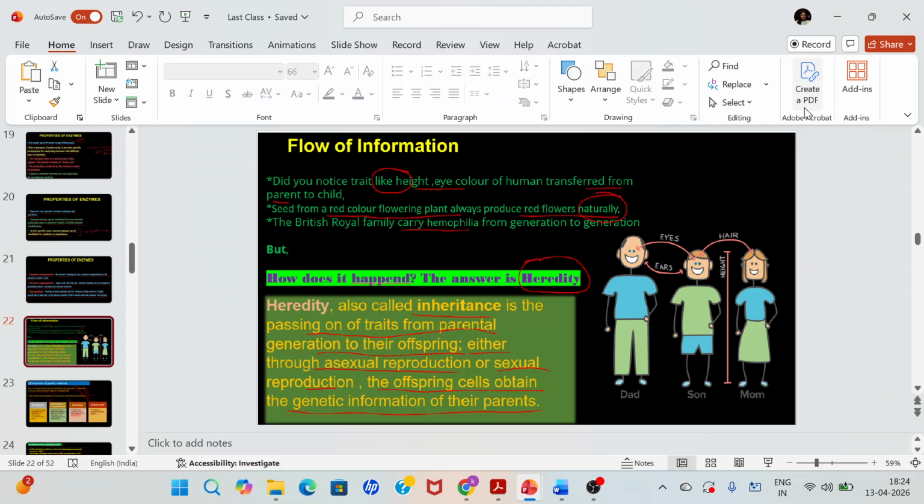Next, what we learned in the molecular biology course is about heredity. So basically the flow of information from parents to their children, or from one generation to the next generation, is what is called heredity. Heredity is also called inheritance. It is the passing on of traits from the parental generation to their offspring, either through asexual reproduction or sexual reproduction. The offspring cells obtain the genetic information from their parents.